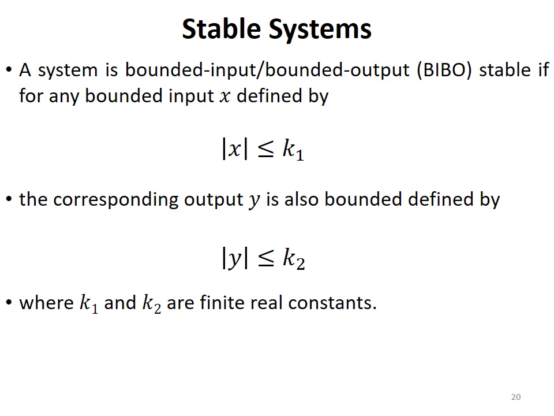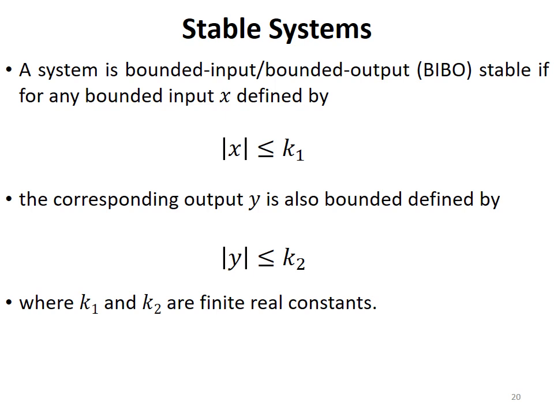Bounded input means the magnitude of the input remains within the defined boundary, for example k1, right? For example, a unit step input is a bounded input because its magnitude remains 1 throughout the time, and the output produced by the system should also remain within a boundary. It may amplify the output or it may attenuate the magnitude, but the output should not increase with time. Either it remains constant or decreases with time. So that is called the bounded output.